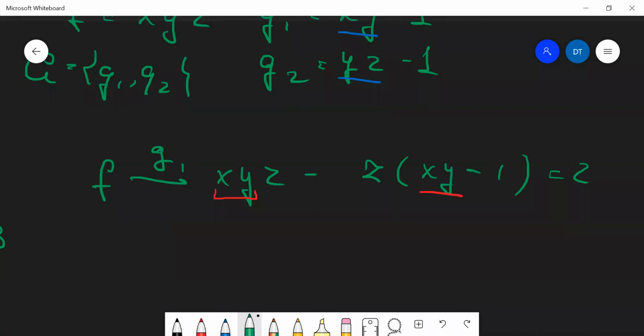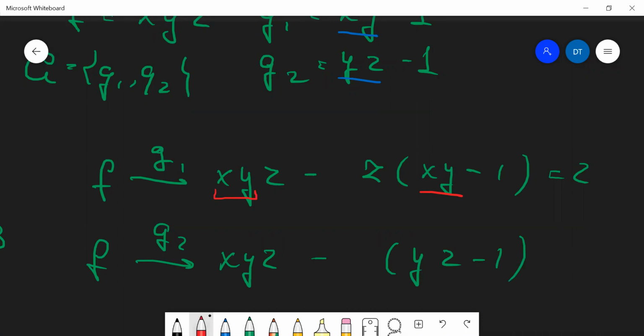Now I can reduce f by the polynomial g2, which is xyz minus yz minus 1. So the leading term here is yz. It appears here. In order to cancel xyz, I should multiply it by x, and the result will be x. So this is our second remainder.